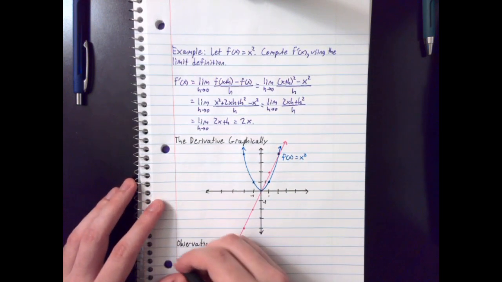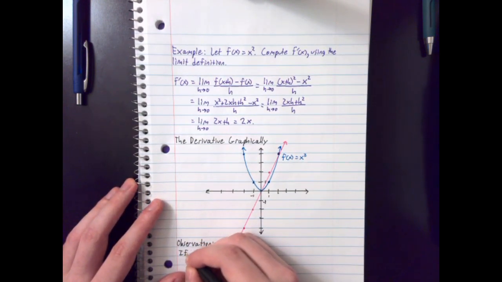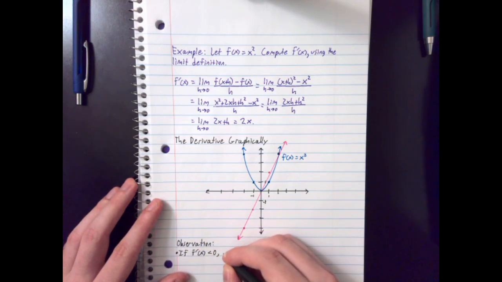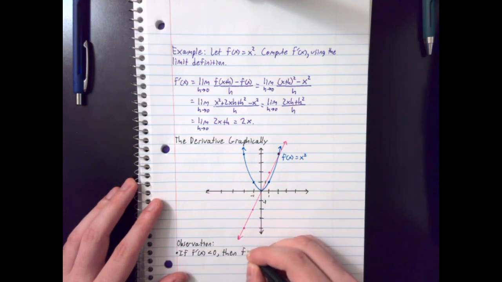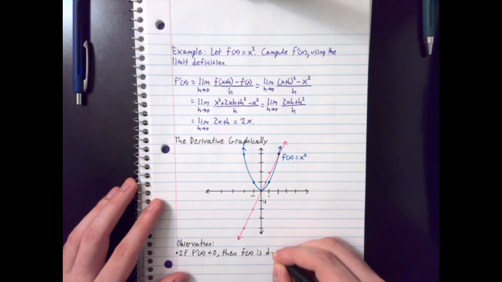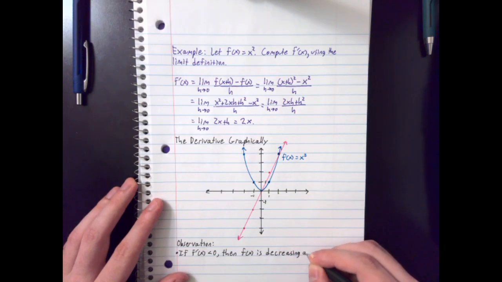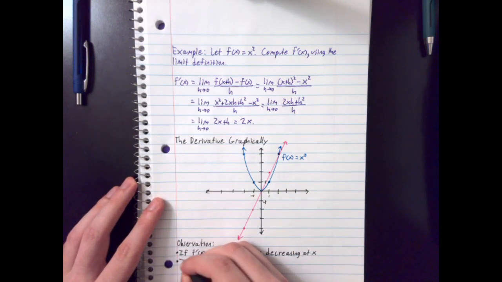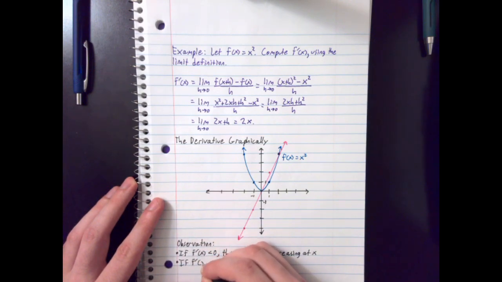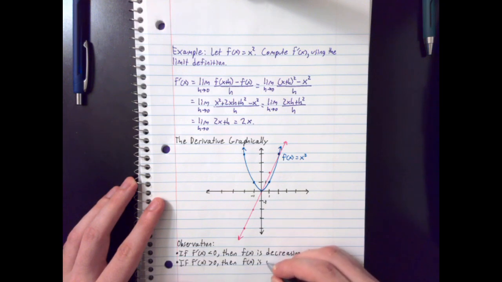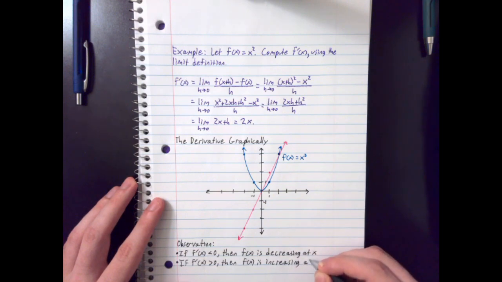And so the observation is that if f prime of x is negative, then f of x is decreasing at x, and if f prime of x is positive, then f of x is increasing at x.